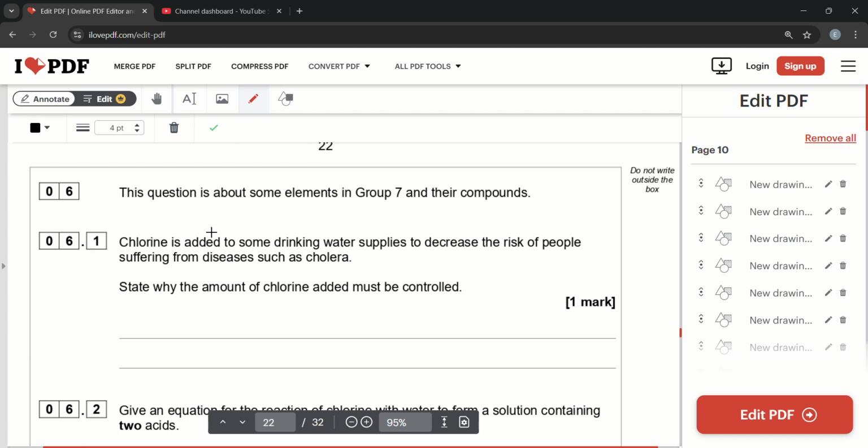Question 6. This question is about some elements in group 7 of the compounds. Chlorine is added to some drinking water supplies to decrease the risk of people suffering from diseases such as cholera. State why the amount of chlorine added must be controlled.